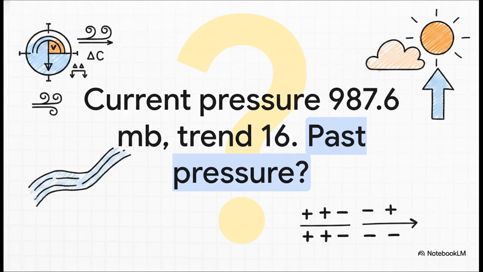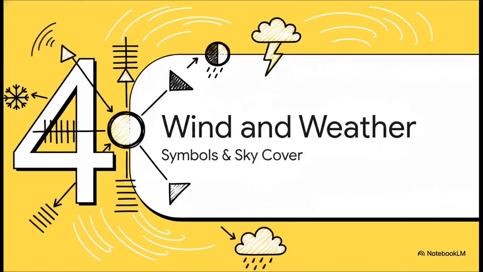Okay, quick challenge time. Let's say your current decoded pressure is 987.6 millibars, and the trend shows a 16 with a downward slash. What was the pressure 3 hours ago? Well, think about it. If it fell by 1.6 millibars to get where it is now, we just have to do the reverse to go back in time. We add 1.6 back to our current pressure, which gives us a past pressure of 989.2 millibars. Make sense?